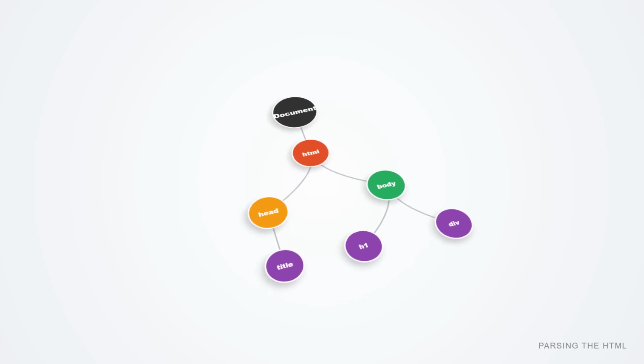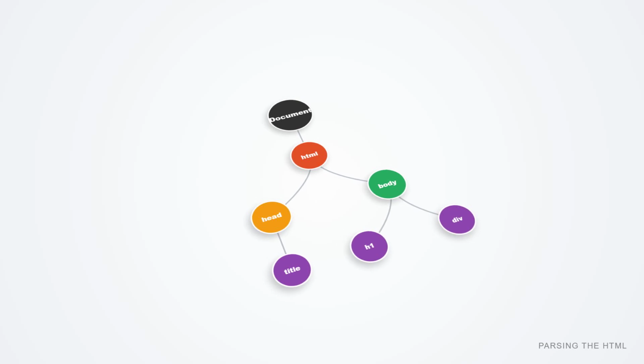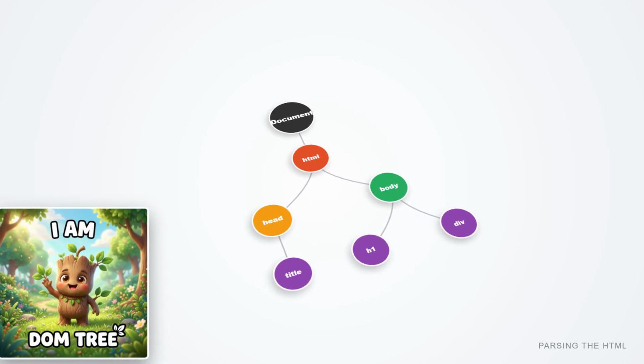Now the browser gets to work. It reads the HTML and starts building the DOM, the document object model. Think of the DOM as the skeleton of the web page. It is a tree structure where every tag, like a title or a paragraph, is a branch.